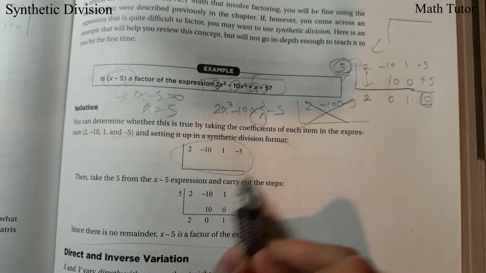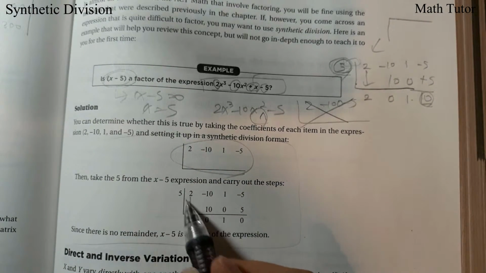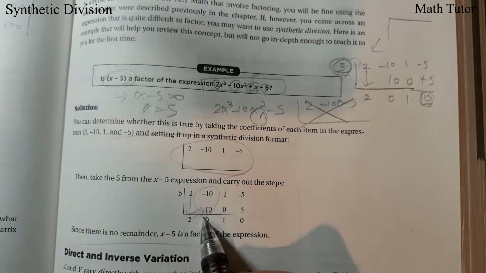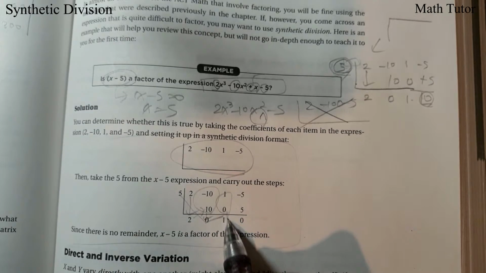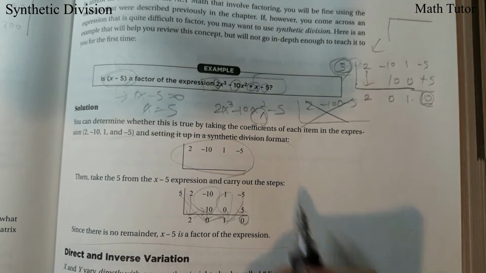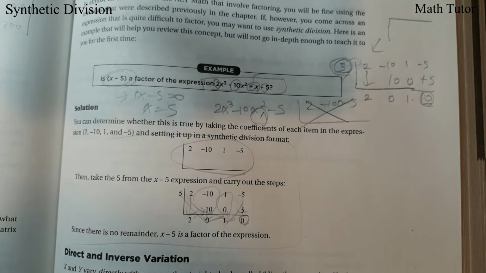You write it like this, and you put 2 down, you multiply by 5, and you put it up here, and you add them, put it down, multiply, add them, put it down, multiply, add them, put it down, multiply, add them, and get the remainder. And if the remainder is 0, then that means it is a factor of the expression.